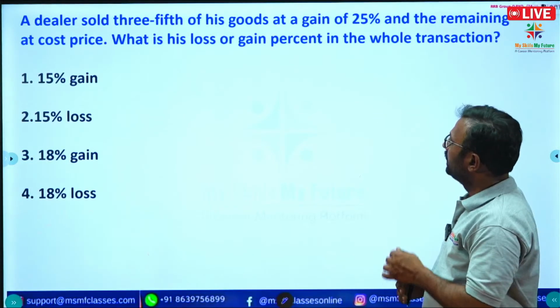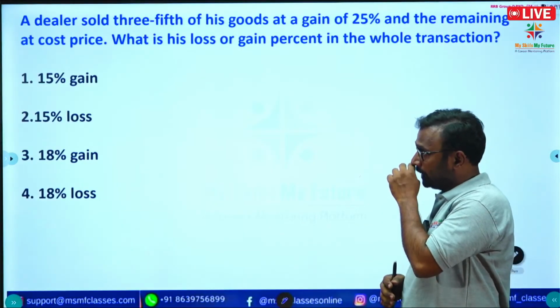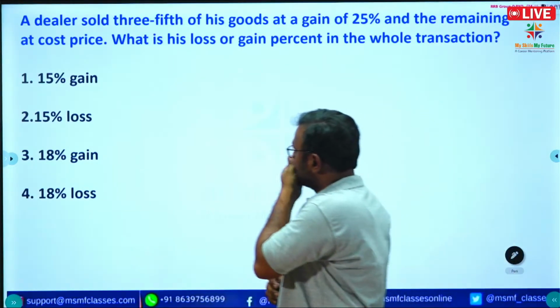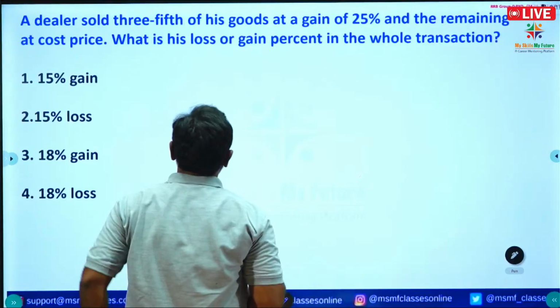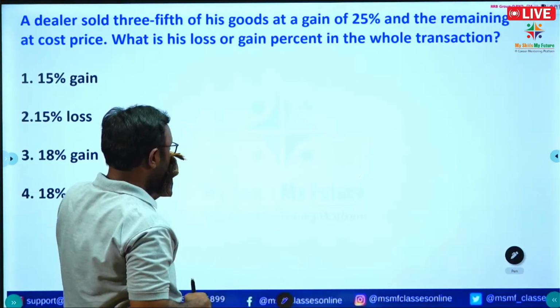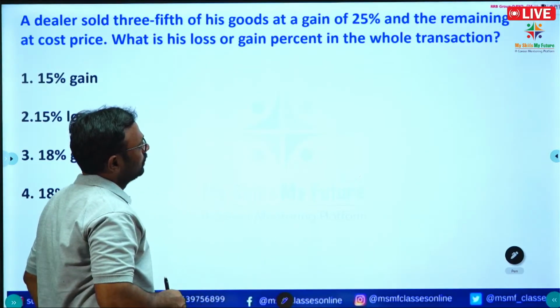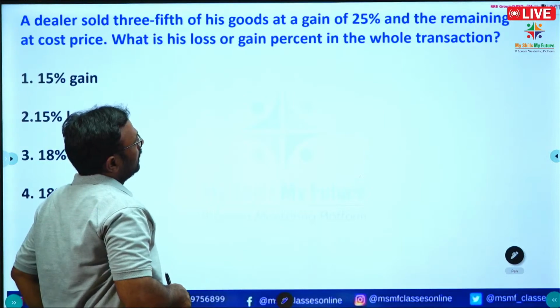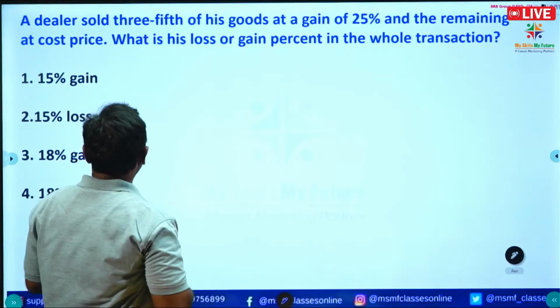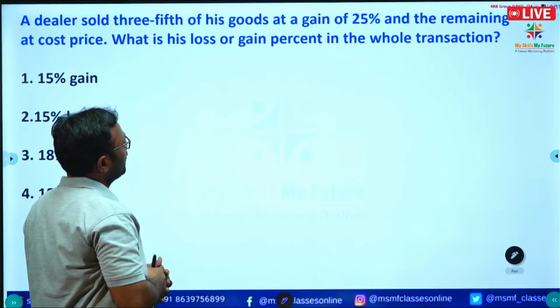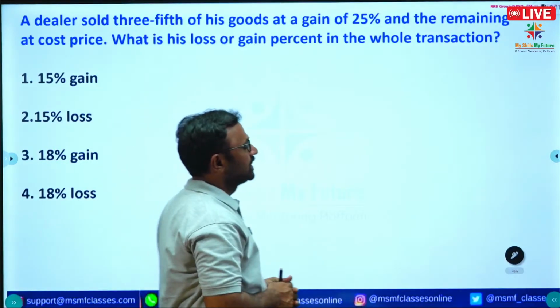Right. See the question here. A dealer sold 1/3 of his goods at 25%, and the remaining at cost price. What is his loss or gain percent in the whole transaction?